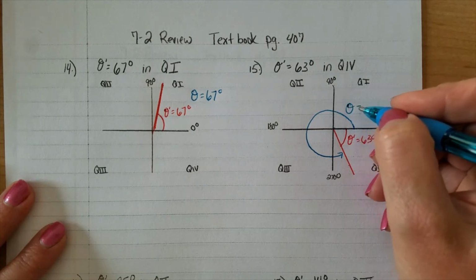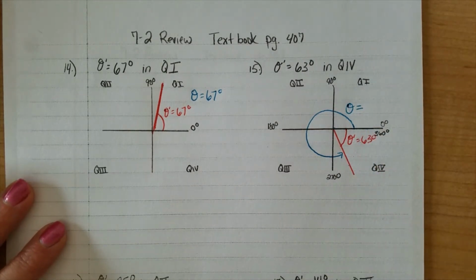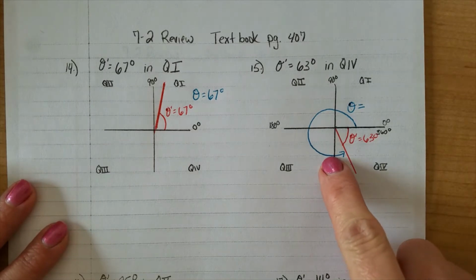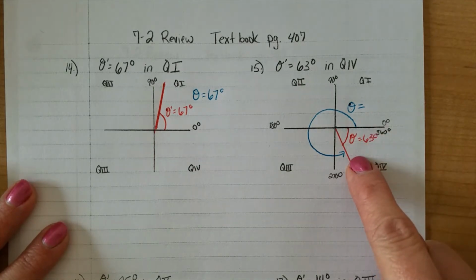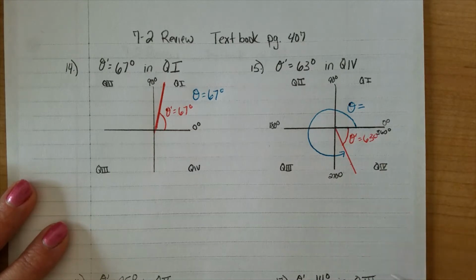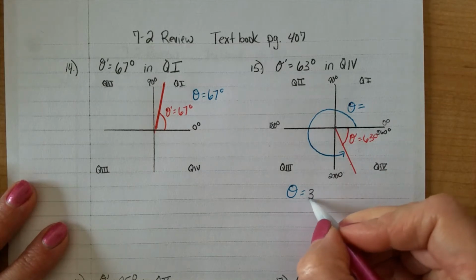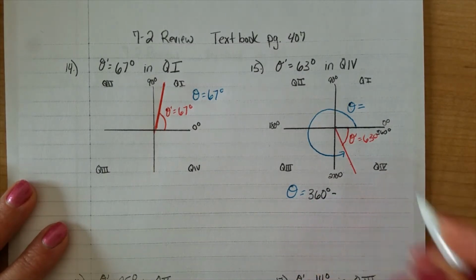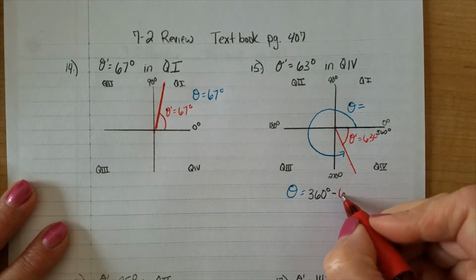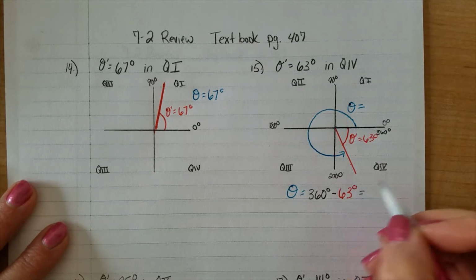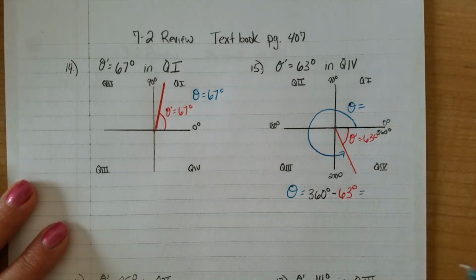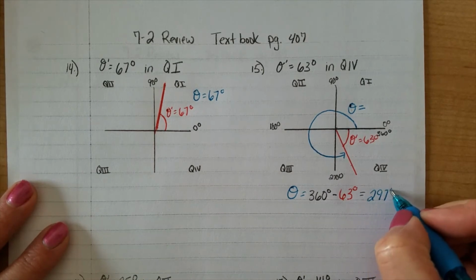So how do we figure out what theta equals? Well, if I would have gone a full rotation, I would have gone 360 degrees, but I didn't. I stopped short 63 degrees. So if I want to compute theta, theta is going to equal 360 degrees minus my reference angle of 63 degrees, which equals 297 degrees.